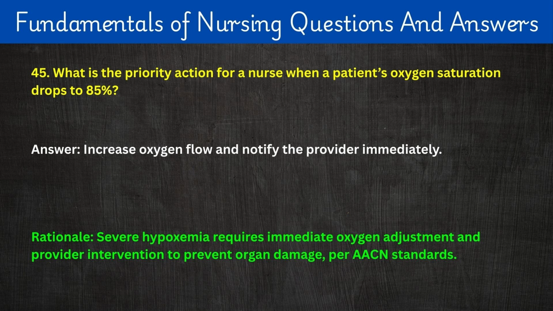45. What is the priority action for a nurse when a patient's oxygen saturation drops to 85%? Answer. Increase oxygen flow and notify the provider immediately. Rationale. Severe hypoxemia requires immediate oxygen adjustment and provider intervention to prevent organ damage, per EACN standards.